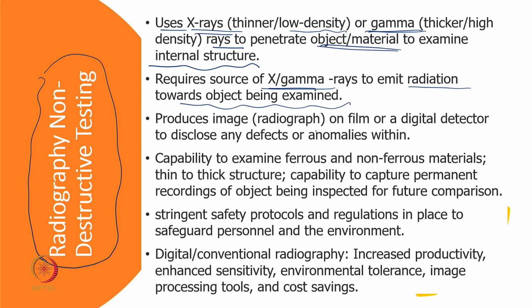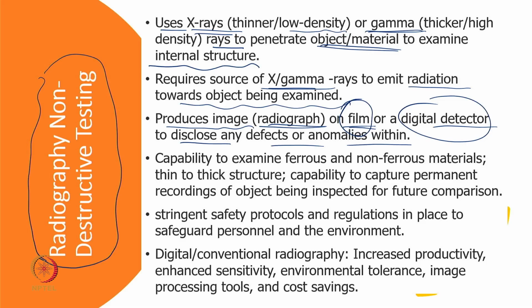The output is an image known as a radiograph, on a film or a digital detector. Film is basically classical radiography, and a digital detector is the newer digital radiography. Based on that, we classify it in two categories, classical radiography and digital radiography, to disclose any defects or anomalies within the surface or within the material.